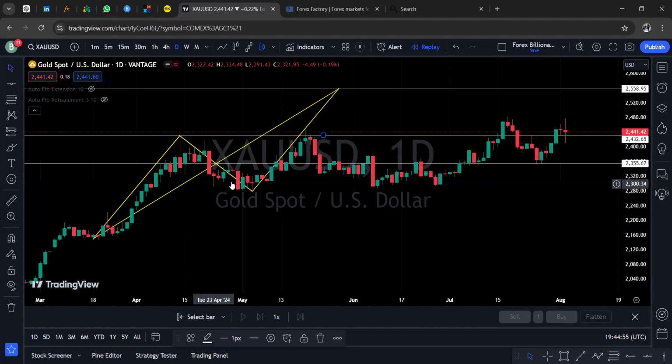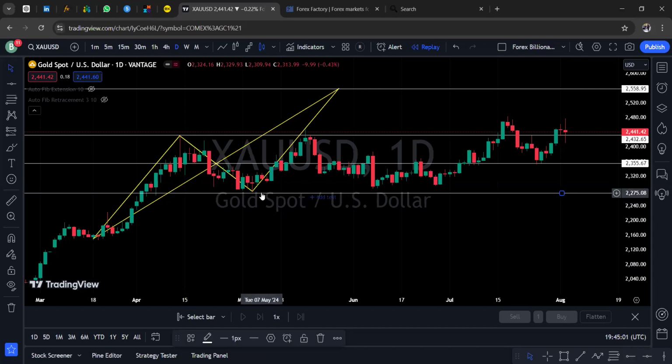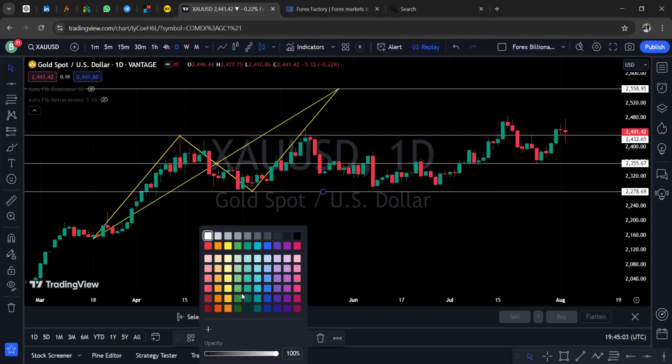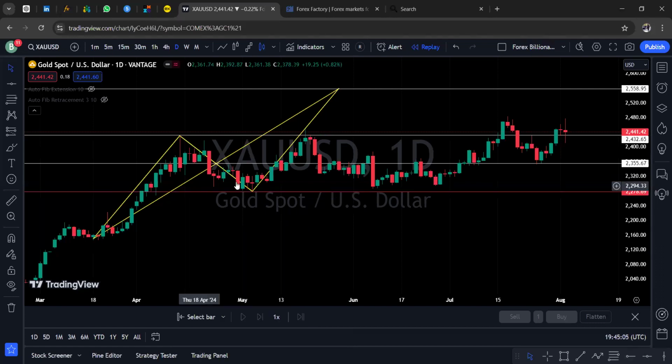So this is what we determine if our buy is invalid, this particular one. Let me change it to red. So this zone, if this zone is broken, then every buy is what? Invalid.